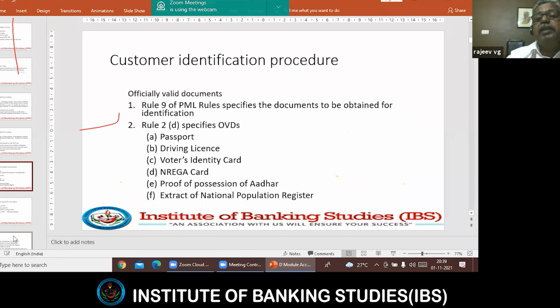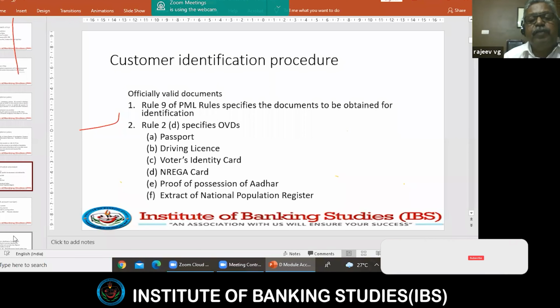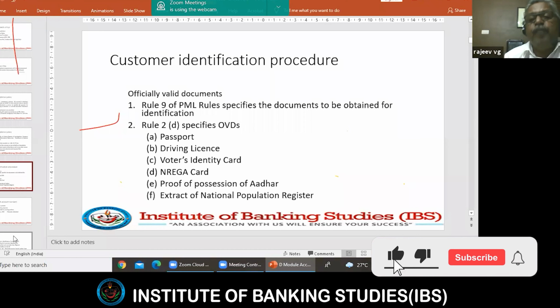That the details will be available. In the customer identification procedure, the bank will say what documents are required to be taken for identification of a person. For identification of a person, a document is required which is known as an officially valid document, OVD.